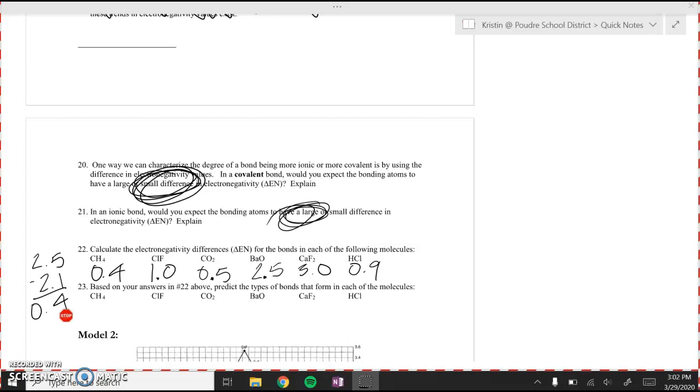we can predict if they are ionic or covalent based on the difference. So if it's a little difference, they're going to be covalent. Big difference, 3, that's going to be ionic. Something in the middle will probably be polar. So like ClF, I would expect to be polar. This one is probably just covalent.